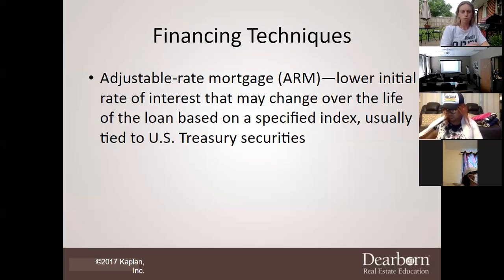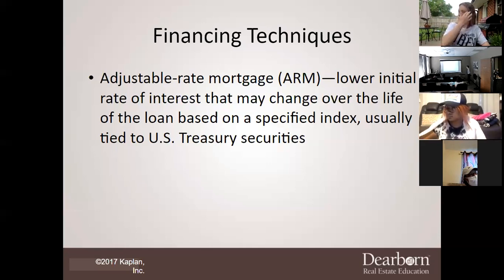Also, an adjustable rate mortgage, or an ARM. You might see it written as ARM on the test. They like to use their little acronyms. It has a lower initial rate of interest that may change over the life of the loan based on a specific index, usually tied to U.S. Treasury securities. So your interest rate may be low at the start of the loan, but it's based on the U.S. Treasury.